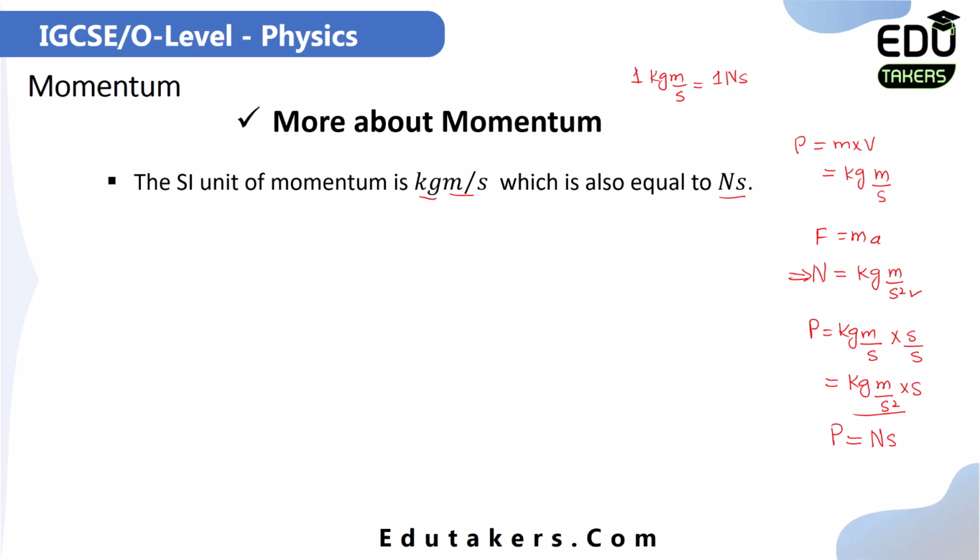So basically there are two units for the momentum. One is the SI unit, which is kilogram meter per second, and it is equal to Newton second. Here Newton is the unit of the force and second is the unit of time.